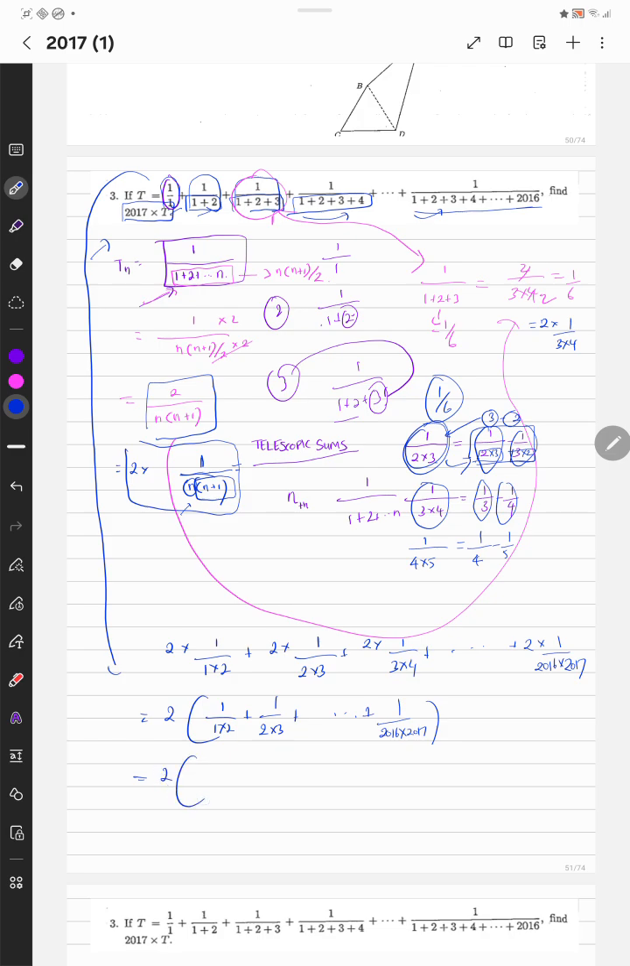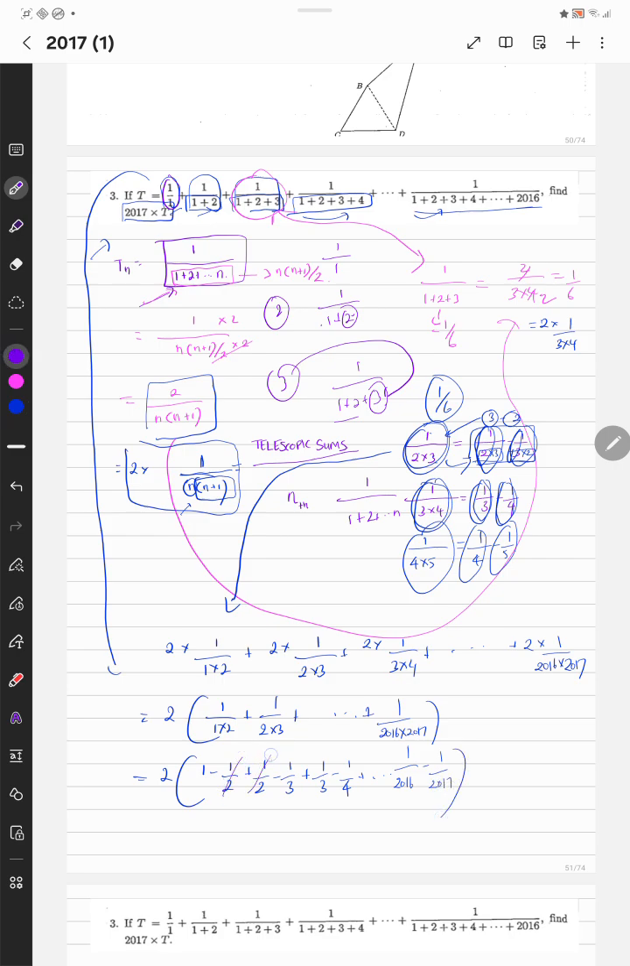Then we have 2 times 1 over 1 times 2. Just as we observed here, if it is 1 over 2 times 3, we can write 1 over 2 minus 1 over 3. If it is like this, we can write 1 over 3 minus 1 over 4, and 1 over 4 minus 1 over 5. So we write this as 1 minus half plus half minus 1 over 3, then 1 over 3 minus 1 over 4. It goes on, and here it will be 1 over 2016 minus 1 over 2017.